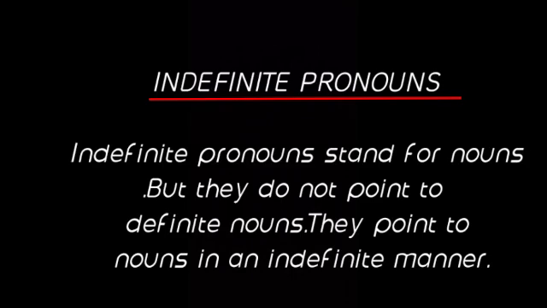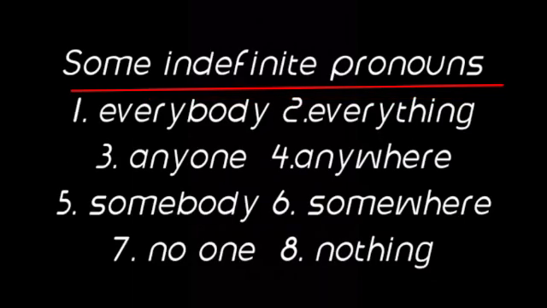The fifth type of pronoun is indefinite pronouns. Indefinite pronouns stand for nouns, but they do not point to definite nouns. They point to the nouns in an indefinite manner. Some indefinite pronouns are everybody, everything, anyone, anywhere, somebody, somewhere, no one, nothing, nowhere.